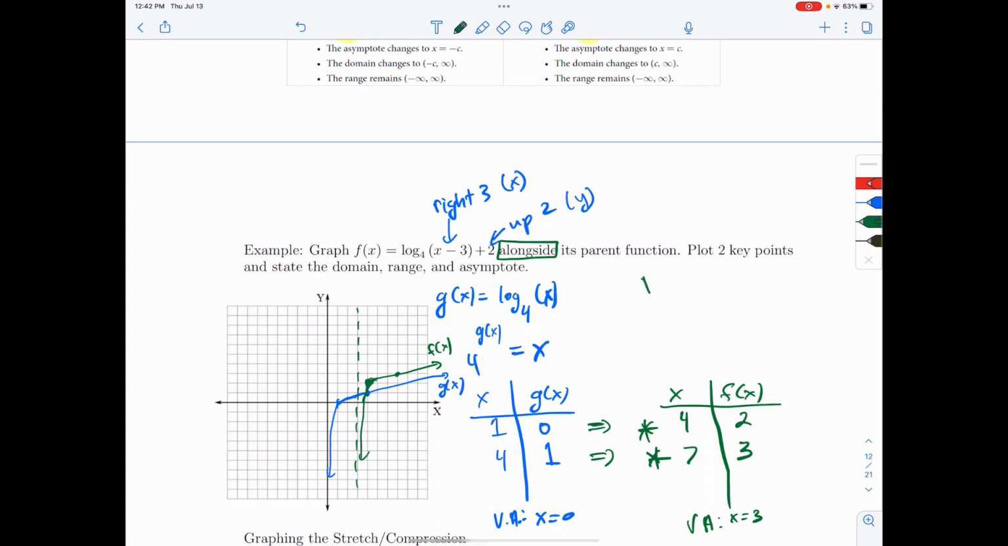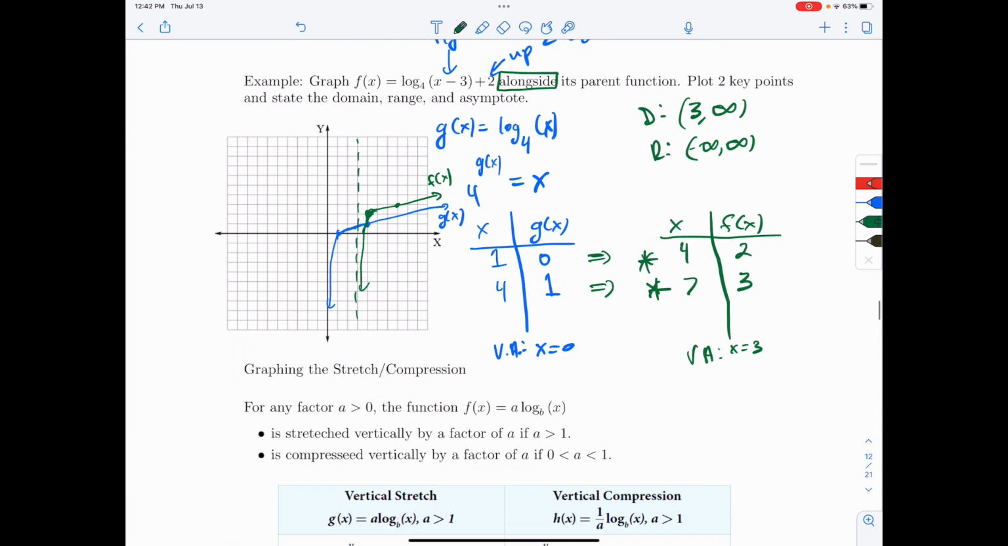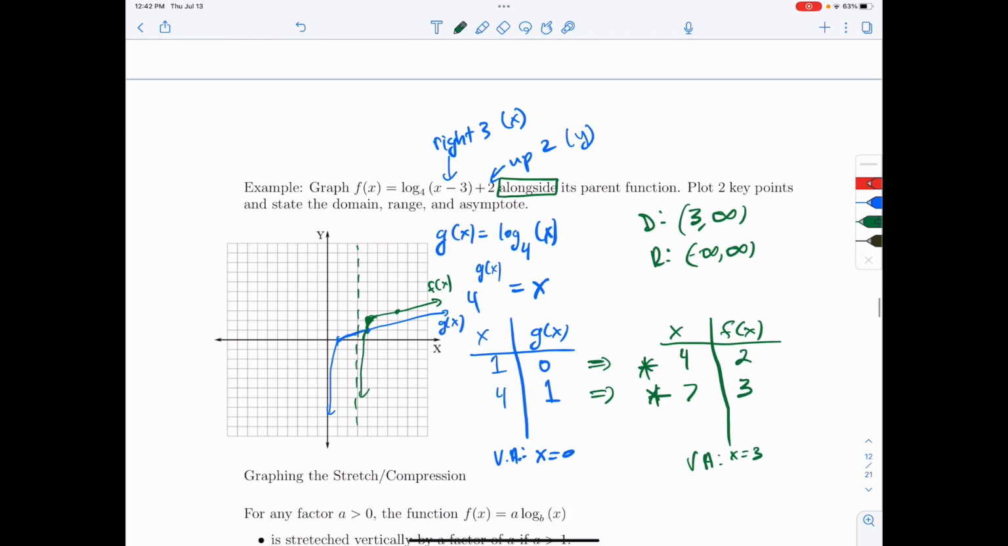So the domain here, well, I'm going from 3 to infinity. The range for a log function is always all real numbers. And then what is it asking us for? The asymptote. So the vertical asymptote is x is equal to 3.